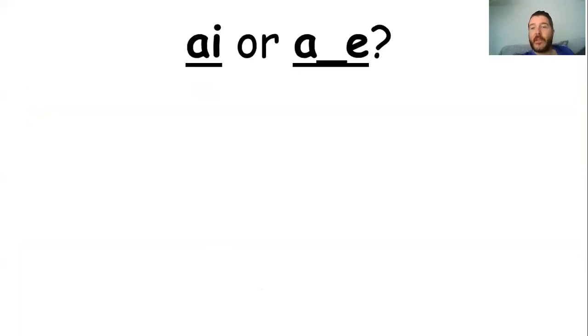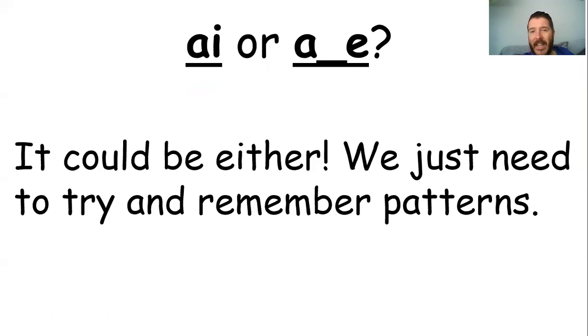So we know that we use A-Y at the end of a word or a sound. And we know that we use A-I or A split E in the middle. But which one? Now, it's a bit tricky, this. It could be either. We just need to try and remember the pattern. So the more we look at those words with the A split E and the A-I, the more we remember which one we have to use. It's just a matter of choosing. Okay?